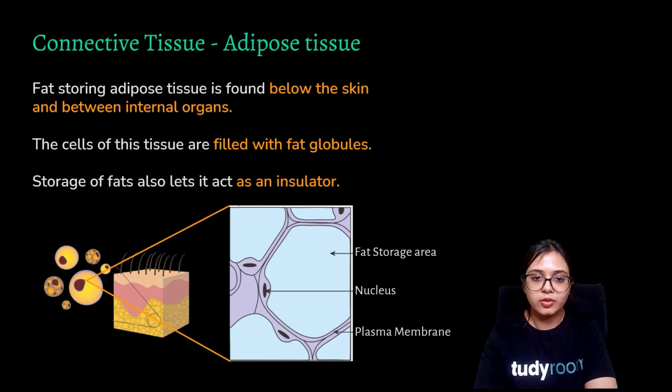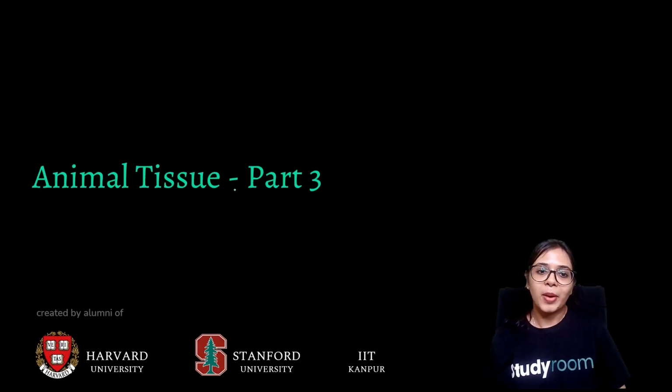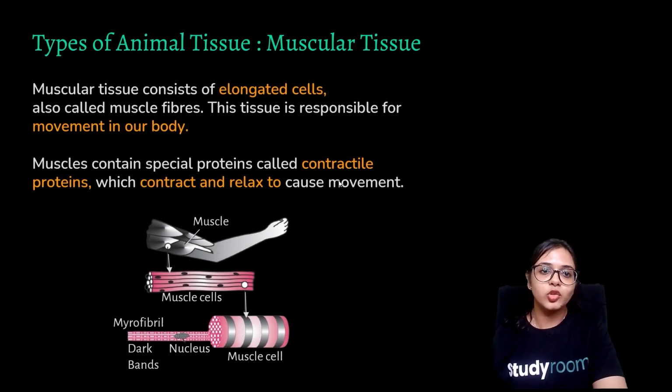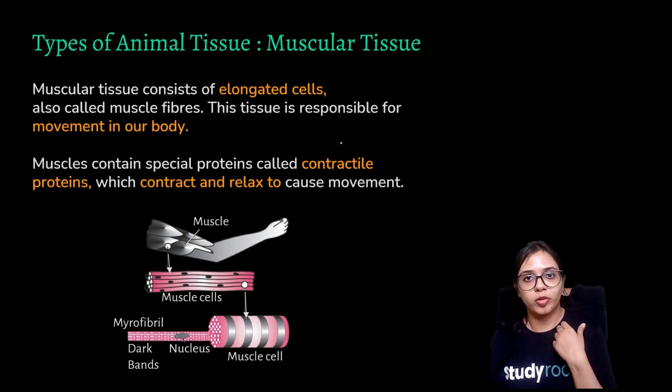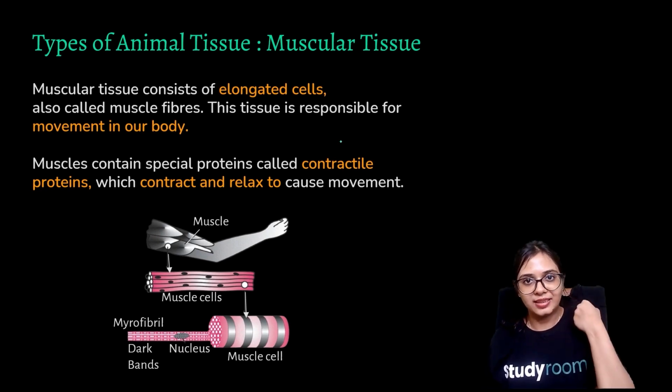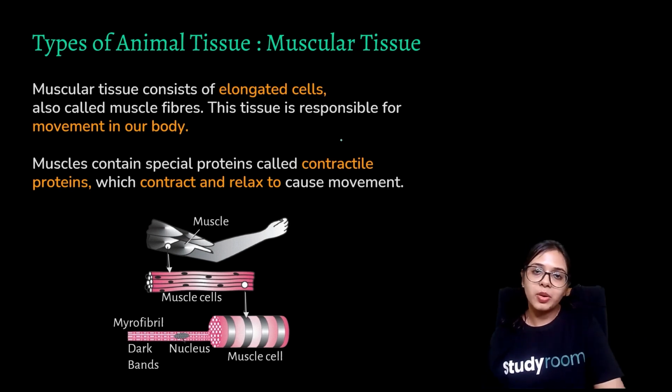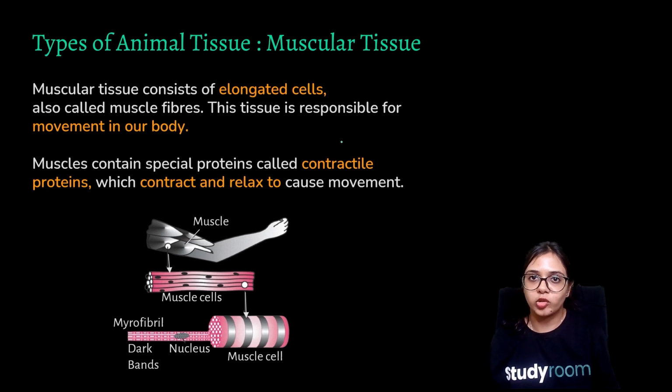All right. Let's finish the chapter by talking about the animal tissue, the third part that will be constituting the muscular tissue and the nervous tissue. Let's start by learning about the muscular tissue. Muscular tissue consists of elongated cells, also called muscle fibers, and these muscle fibers help in the movement of a body. Now when you curl up your hand like this, there is certain contraction of the muscles, and when you unbend your arm like this, there is a relaxation of muscles.